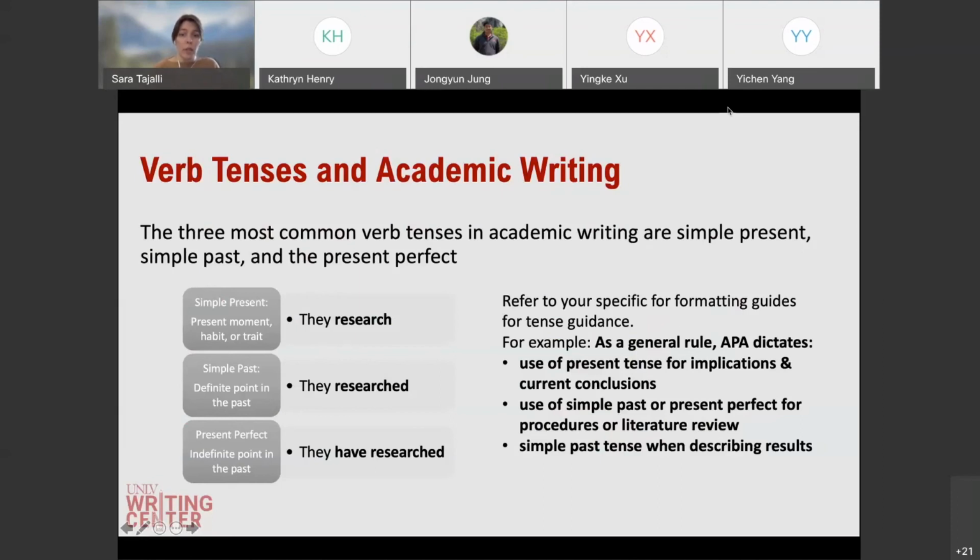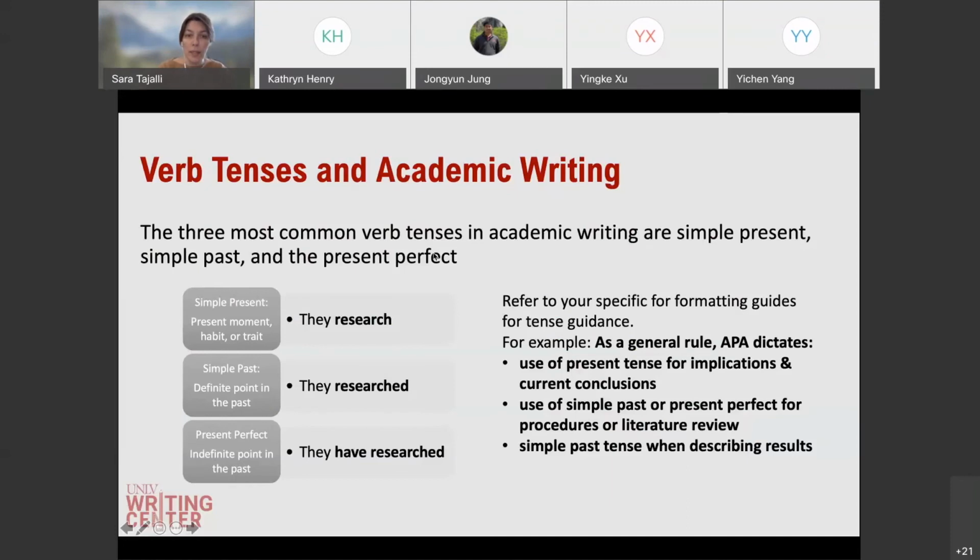You also want to refer to your specific formatting guide. For example, APA wants you to use present tense for implications or current conclusions. Use the simple past for procedures or literature reviews, and then the simple past tense when describing results. And this is specific to APA. MLA has different guidelines. I know in certain types of text, if you're speaking about literature, they want you to use the present tense because it's considered a living document and it's still relevant in the present. So it's always a good idea to refer to your specific formatting guides, but these are the 3 most common verb tenses in most academic writing.